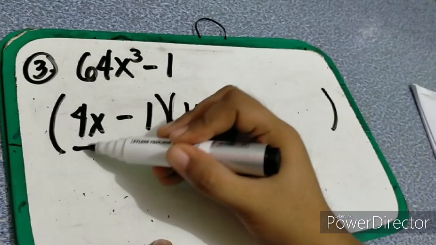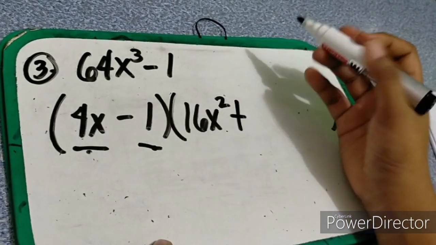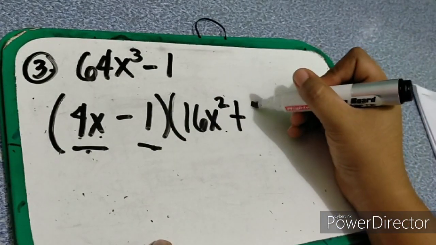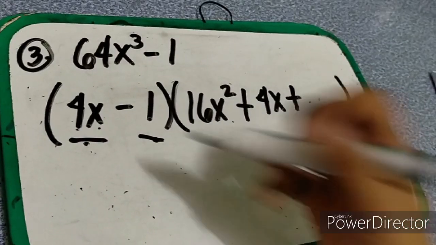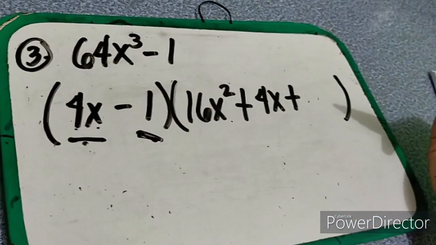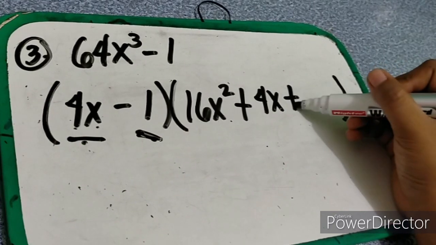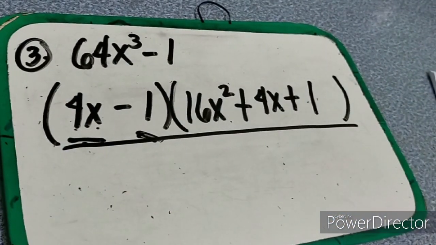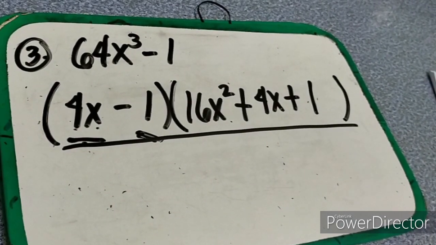Then the product of the first and the last term for the middle term. 4x times 1 is 4x. And for the last term, square the second term of the binomial factor. 1 times 1, it is positive 1. And this is the factor of 64x cubed minus 1.